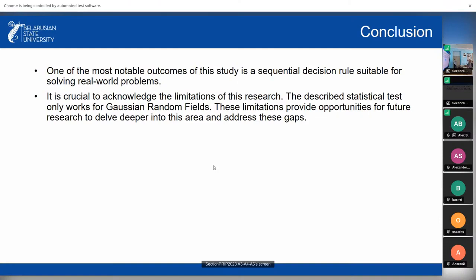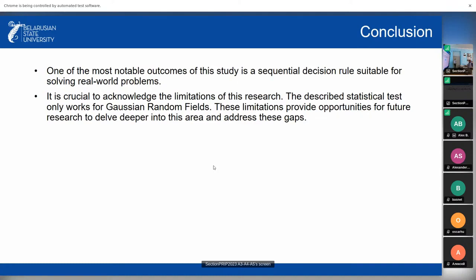I have a question about real world problems. Are you going to work with real problems and apply your results? Well, I'm open to work with real world problems, but I don't have a source of data. I just read it there.